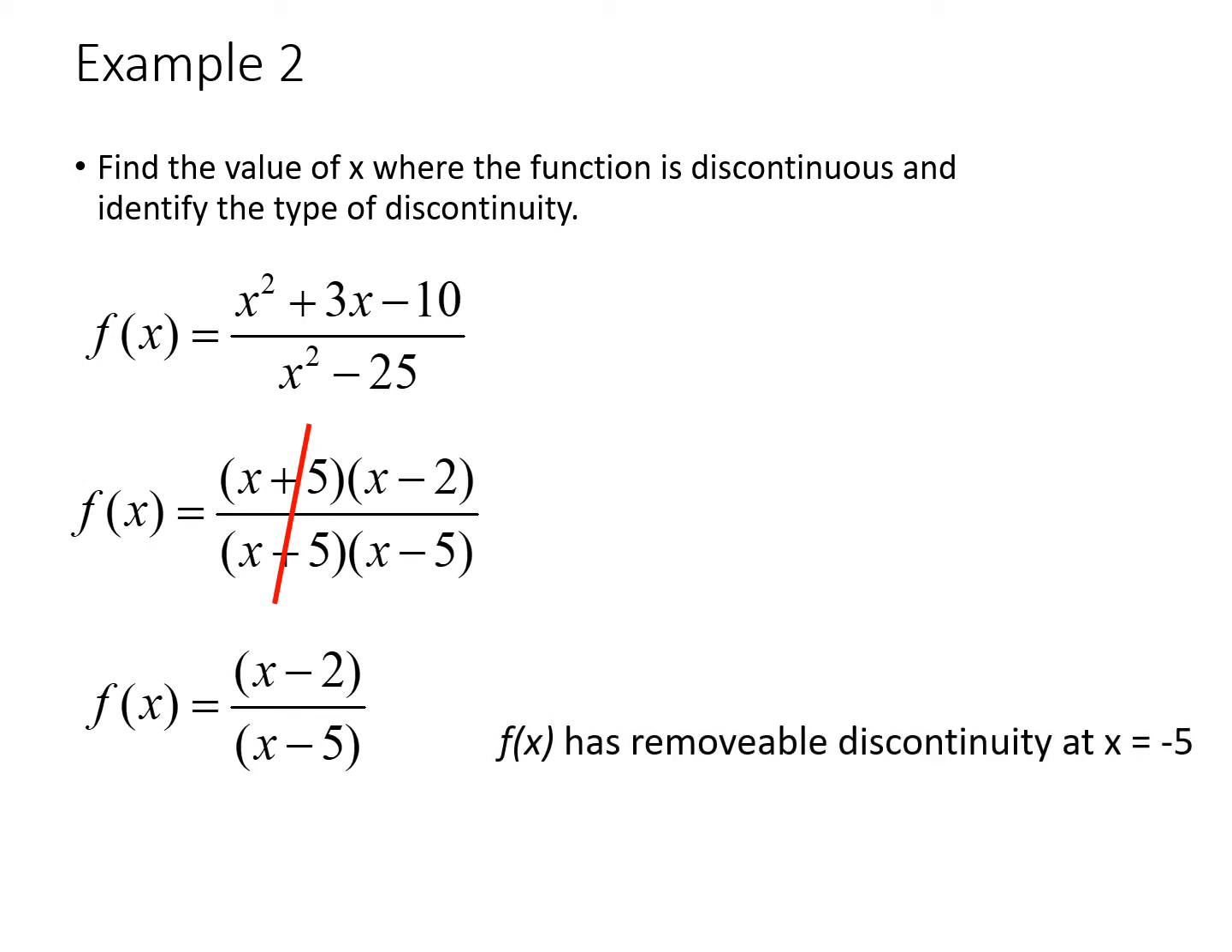So therefore, f of x has removable discontinuity or point discontinuity at x equals -5. That canceled out. And we have an asymptote, or f of x has an infinite discontinuity at x equals 5. So just a little bit of review with rational functions, but applying discontinuity properties to them and vocabulary.